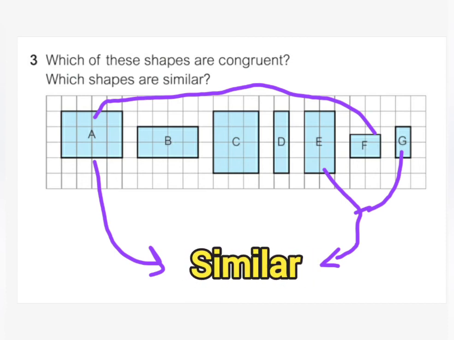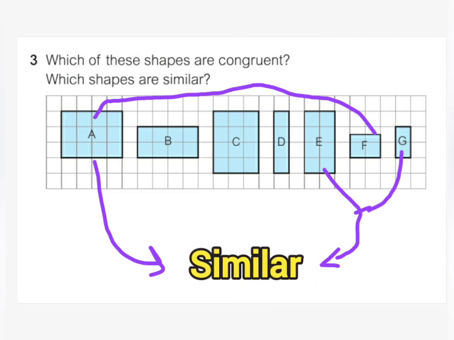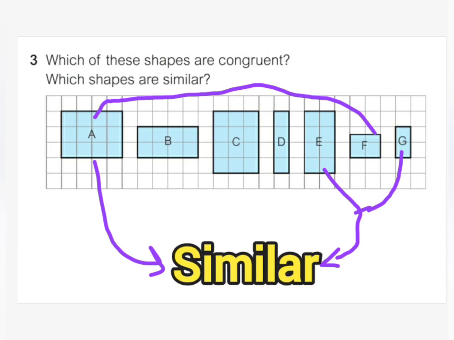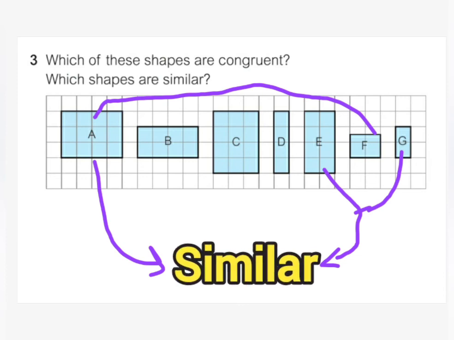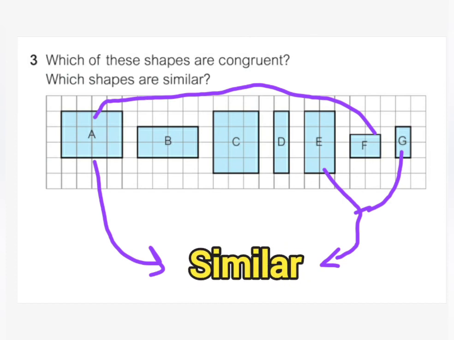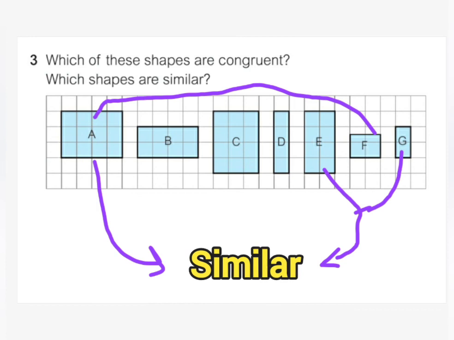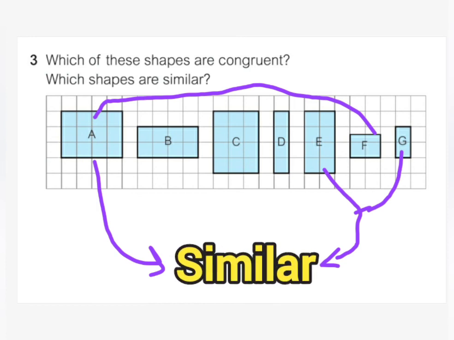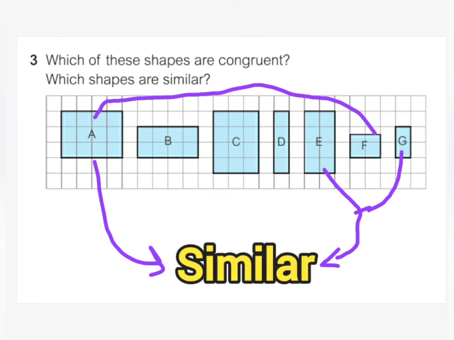You can say A and F or C and F. It's okay because A and C are the same, and we said B and E are the same. So you can say B and G or E and G, A and F or C and F, the same thing. And these shapes are similar because there's a relation of enlargement between them. And this is how you answer a question like this.